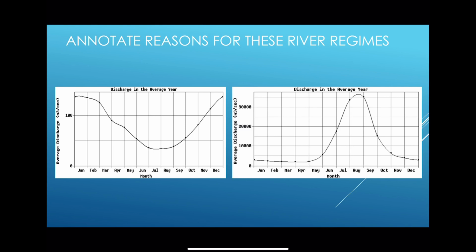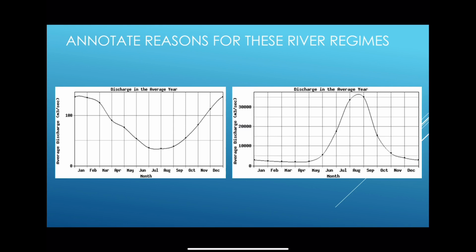I've given you two river regimes here, using the terminology that you've had about discharge, about river regimes, but also key terms like evaporation, precipitation. I'd like you to have a look at both of these river regimes. First of all, I want you to annotate where the highest and lowest peaks in the discharge are. But then I want you, off of those annotations, to give reasons why these river regimes vary.